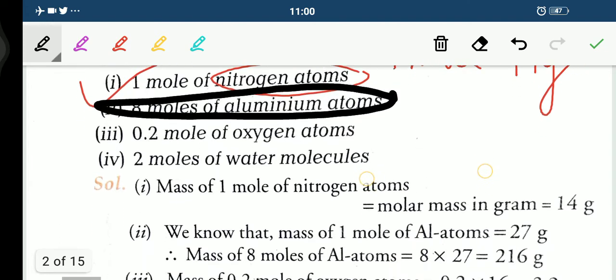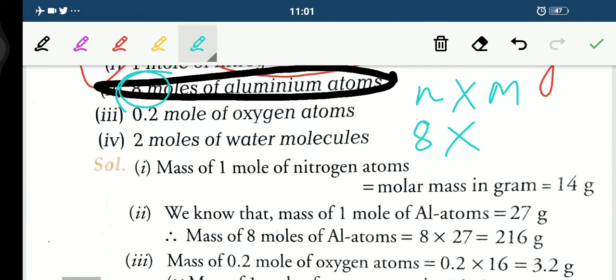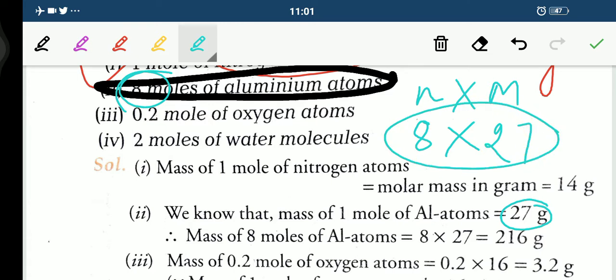Okay, so if we need to calculate the mass of 8 moles of aluminium atom, how will we calculate by the formula? Simple, bachche. Mass is equal to number of moles into molar mass. Here the number of moles is 8 moles, as you can see in the question. Simply write down 8, and what is the aluminium molecular mass? It comes to be 27. 27 multiplied by 8 is equal to 216 gram. Clear, bachche?